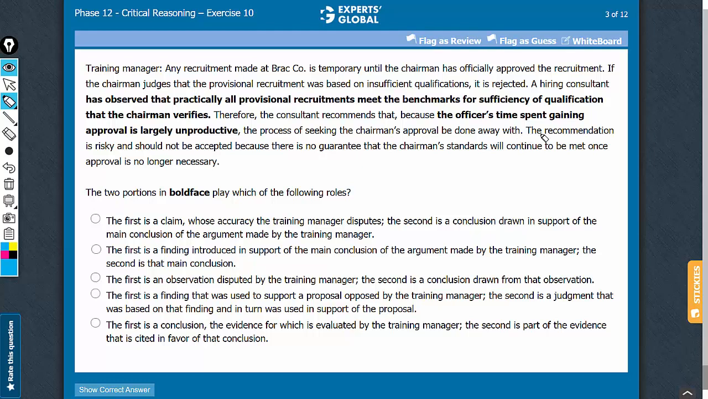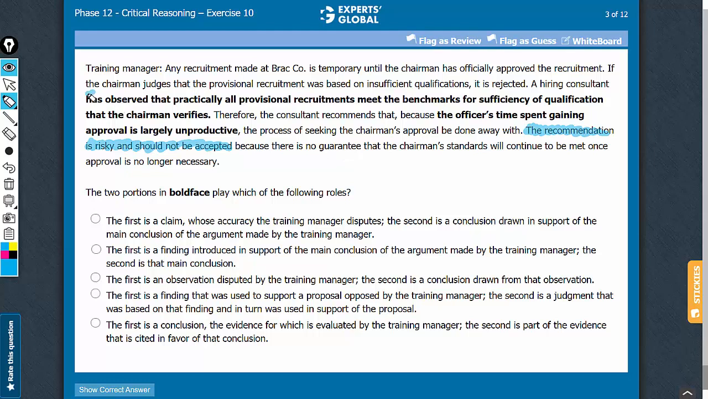It's a boldface question. Step 1 is to identify the conclusion. The conclusion is this part here, that the recommendation is risky and should not be accepted because of such and such reason.